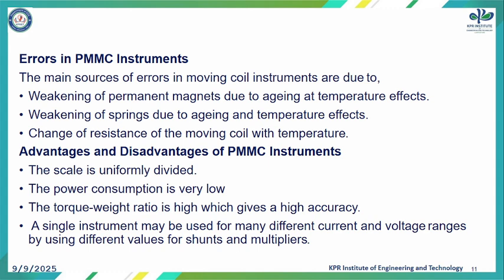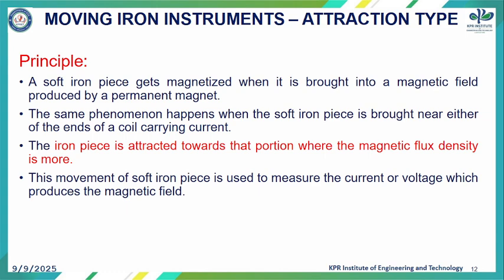The advantages of the permanent magnet moving coil instruments are: the scale is uniformly divided, and the power consumption is very low. The torque to weight ratio is high, which gives high accuracy. A single instrument may be used for many different current and voltage ranges by using different values for shunts and multipliers. Thank you.